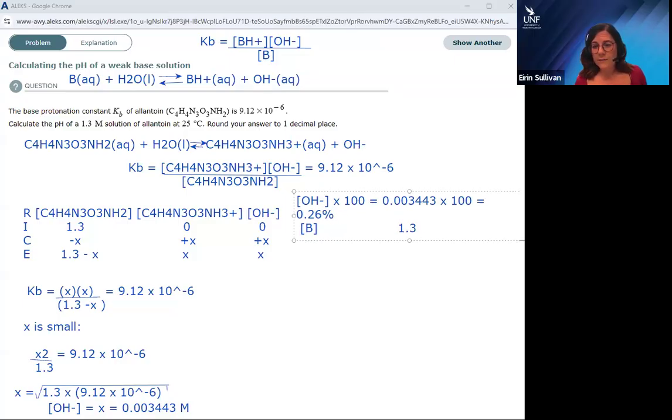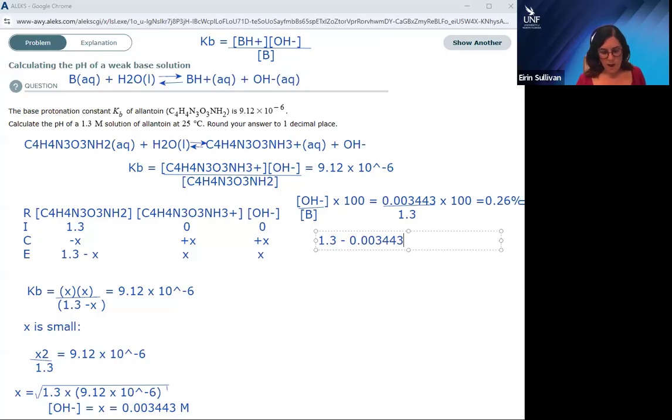Another way you can check that is just looking at the number that you subtracted it from, and think about sig figs. So we subtracted x from 1.3, on the bottom of the Kb expression, 1.3 minus x. And so if x is 0.003443, how many sig figs is 1.3 to? To 2 sig figs, that's still 1.3. So x is small is good, is what I'm saying. x is small is valid. Yay. So you should really do that check just to make sure.